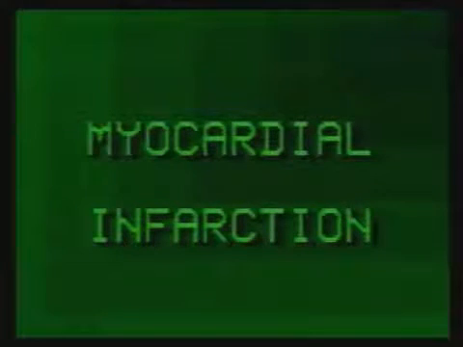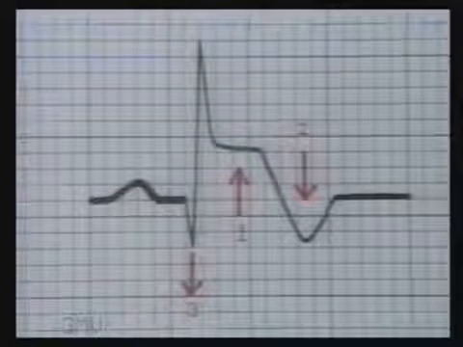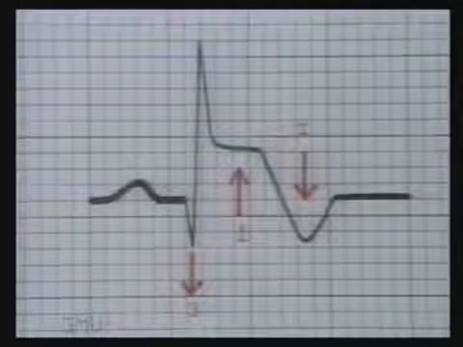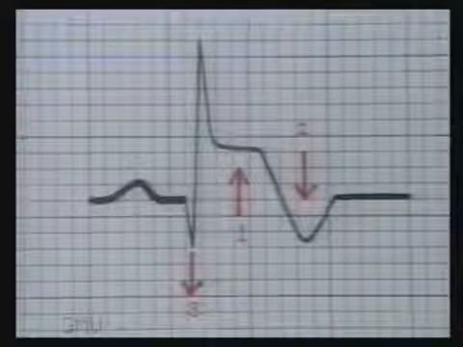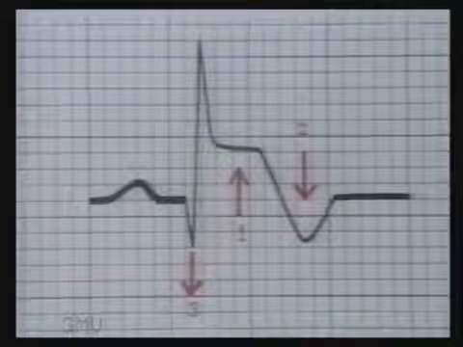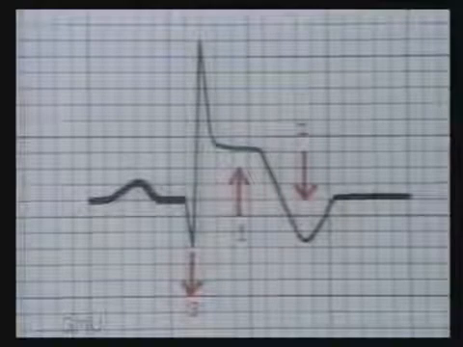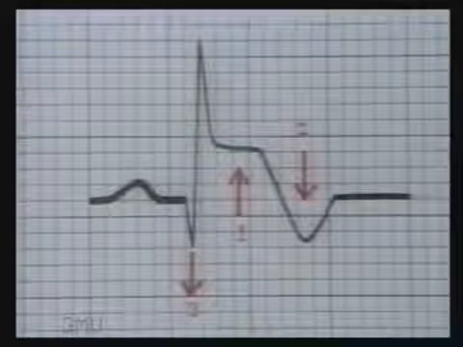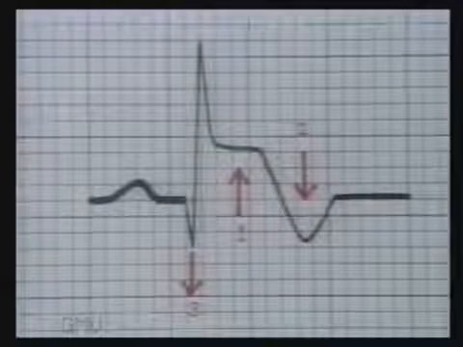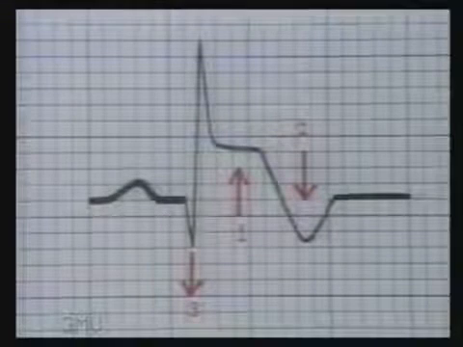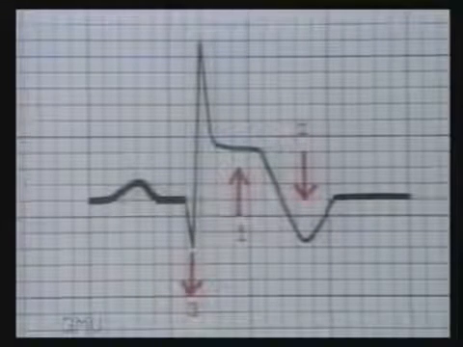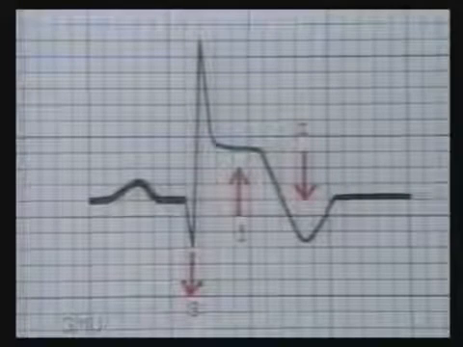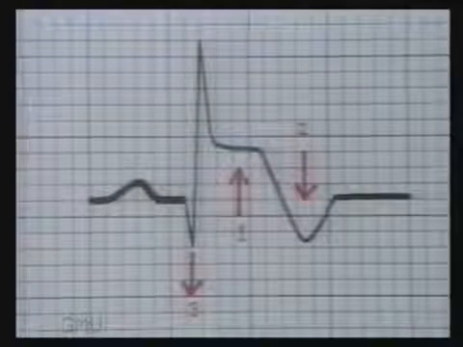Myocardial infarction. Myocardial infarction produces three basic changes in the leads facing the infarcted wall. Number 1. Elevation of the ST segment indicating zone of injury. Number 2. Inversion of the T wave indicating the effect of surrounding ischemic zone. And number 3. A deep and wide Q wave indicating the zone of infarct or dead muscle. These are the three cardinal signs on ECG in acute myocardial infarction.